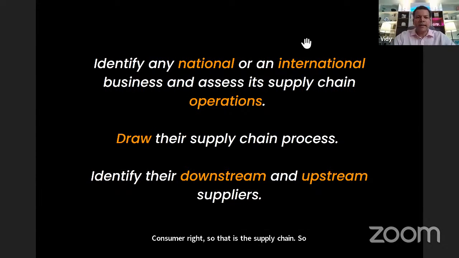So for the business that you choose, I want you to draw this, and you can even draw it on paper. Doesn't have to be very professionally drawn. I just need you to show that you have understood this concept. So when you draw this, you will identify your downstream suppliers and your upstream stakeholders, right?